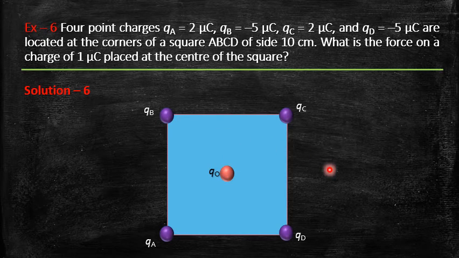Now, how do I find out? If I apply the law of superposition for electrostatic force, what I need to do is find the force on O due to A, the force on O due to B, O due to C, and O due to D. If I call them FOA, FOB, FOC, FOD, first I should be able to find the four forces and then take the vector sum.